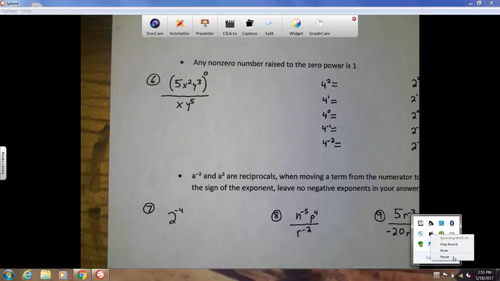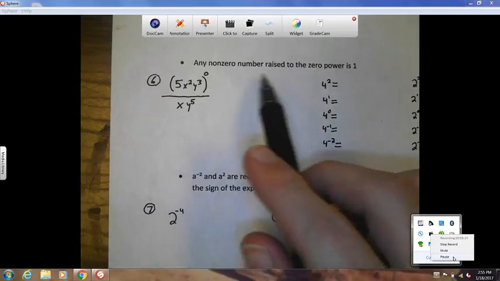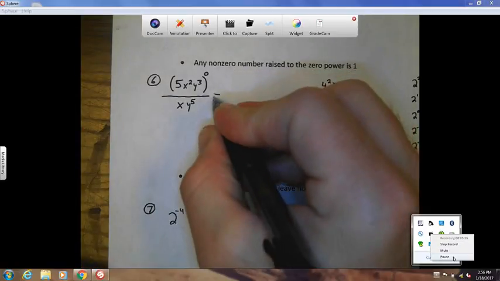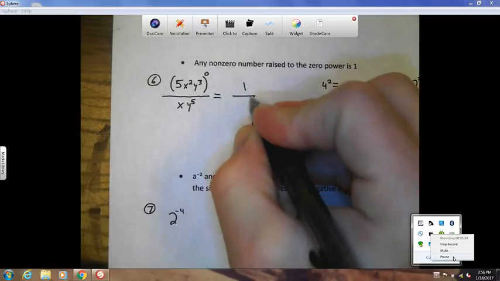Okay, now we're going to continue looking at anything raised to the 0 power. So anything raised to the 0 power is 1. It's not x, it's not y, it is the number 1. So this entire thing is 1 over x, y to the 5th.